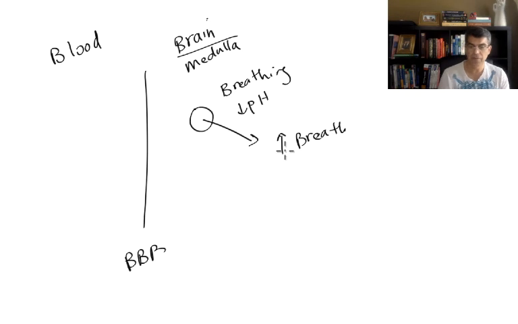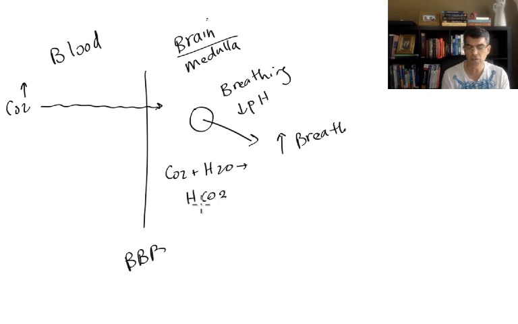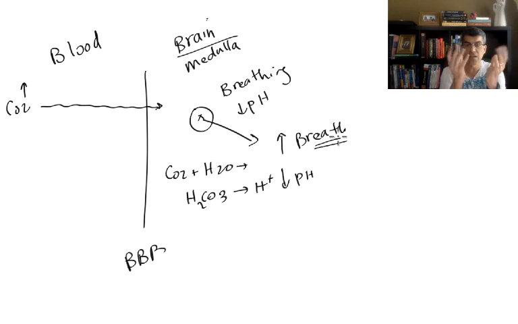Well, if I hold my breath, inside my blood, CO2 is going to increase. As soon as CO2 increases, it is going to pass the blood-brain barrier and come to the medulla, and inside the medulla, CO2 is going to add to the water and create H2CO3, which is an acid, and is going to break down and increase H and decrease my pH. As soon as my pH goes down, this center is going to become so agitated and make you breathe more. And that's how you have to breathe. You cannot hold your breath indefinitely because your CO2 is going to build up.